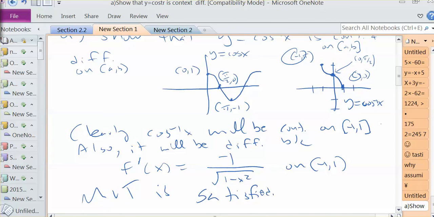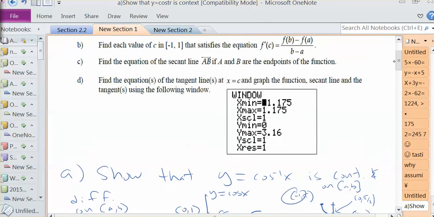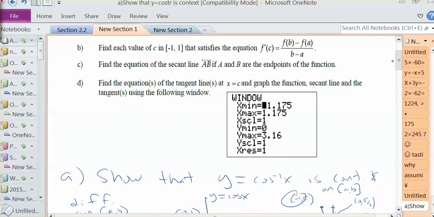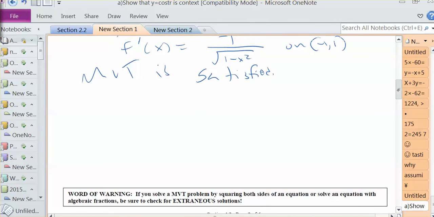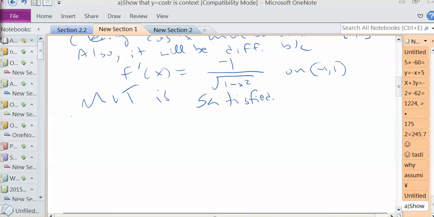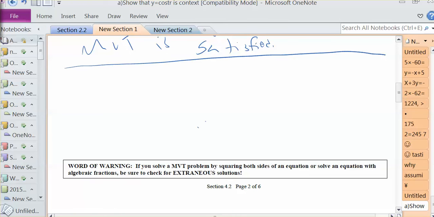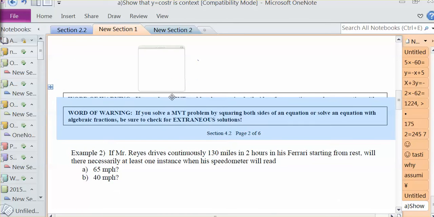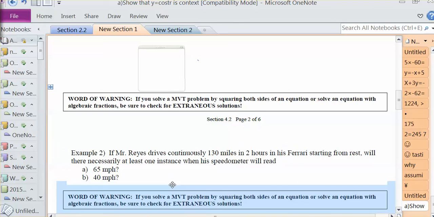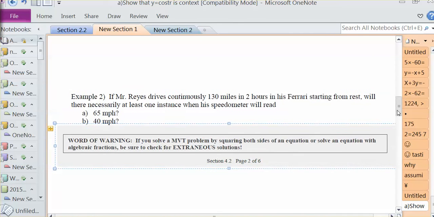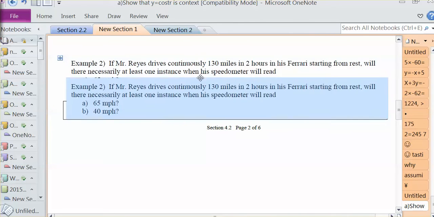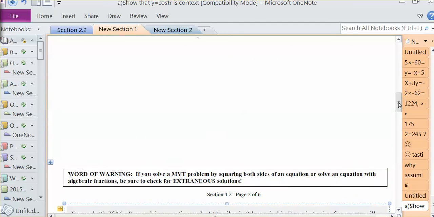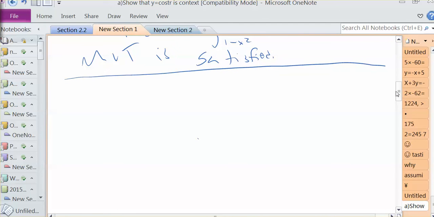Okay, now for part B. Part B is asking, find each value of c that satisfies that equation. Now, this is a big deal. Oh, I ran out of space. That's okay. I can just push things down a little bit, and I'll probably have to create a new page for C and D.